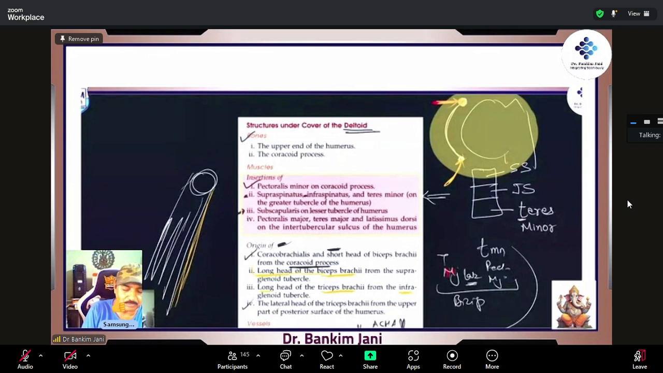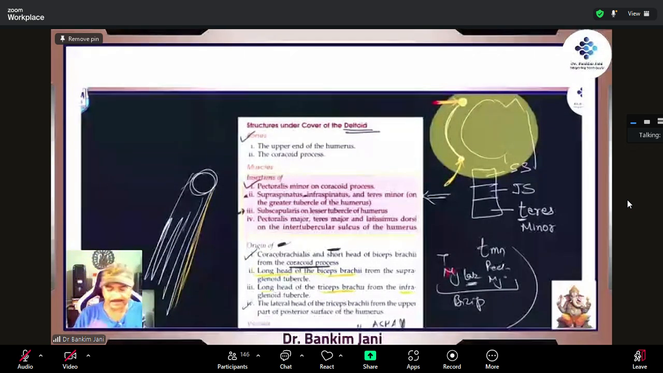We start with the bones. In the case of bones, the deltoid, when it is over the upper end of the humerus, the coracoid process, all those things are covered, right? Fine. For the muscles, pectoralis minor on the coracoid process, that's right. Then supraspinatus, infraspinatus, and teres minor on the greater tubercle of the humerus, because this is the big boss muscle which is covering all these tubercles. So it has covered this greater tubercle. Obviously, whatever is attached to the greater tubercle is all covered.